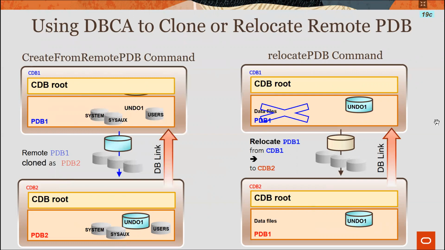If we take a look at the picture, I've got CDB2 at the bottom and CDB1 at the top. We're going to relocate PDB1, which is down in CDB2, over to CDB1. In this case, we would not have any data files moving, as opposed to creating it from a remote PDB, where I could have those data files moved. So there's a little bit of a difference depending on what you're looking to do. But in either case, it's very, very easy to do this process.